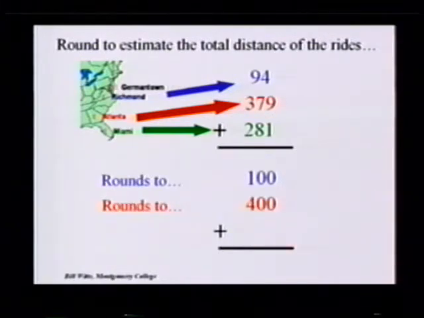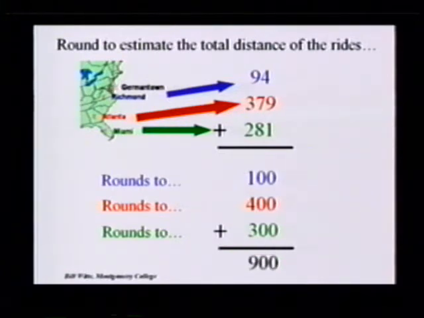Now, how come I chose the hundreds? Because that was the largest digit that they're showing. And the last number, 281, is going to go down. So down to 300. Oh, it's going to go up to 300. So what we're looking at here is about 900. And that's close enough for horseshoes. Okay?